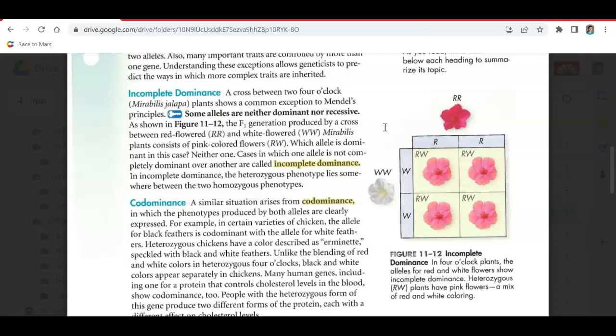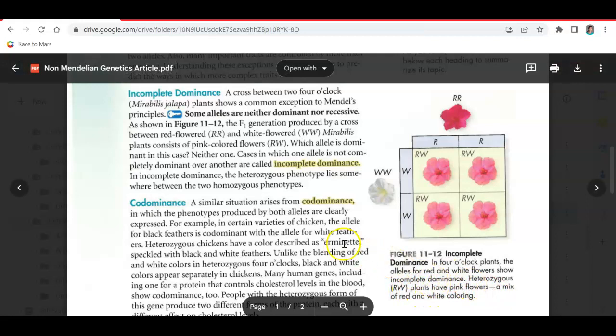In incomplete dominance, the heterozygous phenotype lies somewhere between the 2 homozygous phenotypes. As this caption says, incomplete dominance. In 4 o'clock plants, the alleles for red and white flowers show incomplete dominance. Heterozygous, big R, big W plants have pink flowers, a mix of red and white coloring.